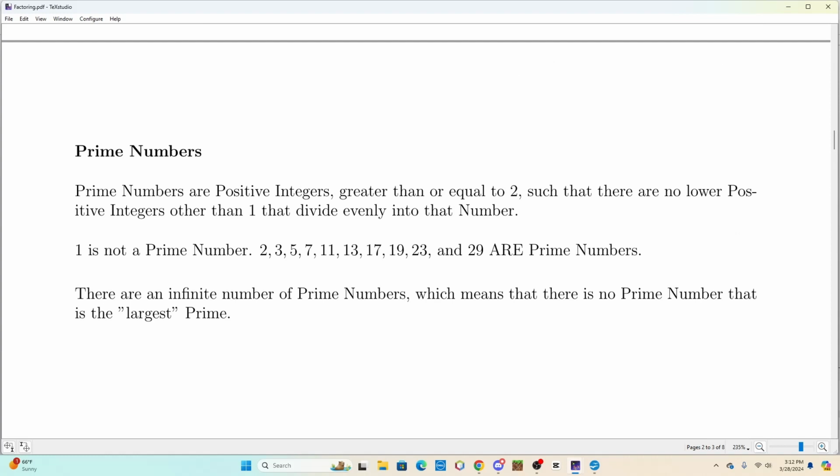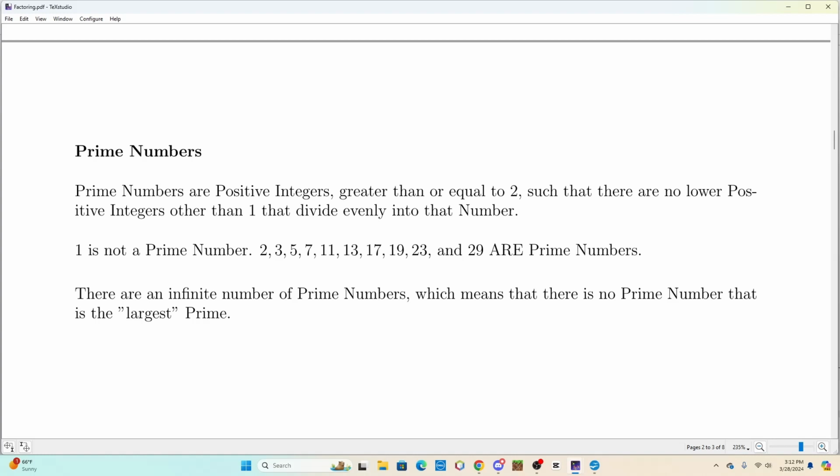Prime numbers. Prime numbers are positive integers, greater than or equal to 2, so not 1, that have only itself and 1 as positive numbers that evenly divide into it. What I just said and what is written in the video are slightly different, but have the same meaning. Pick the definition that is the most understandable for you. 1 is not a prime number by definition.